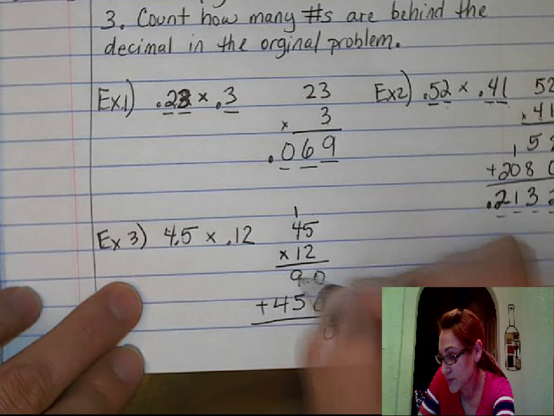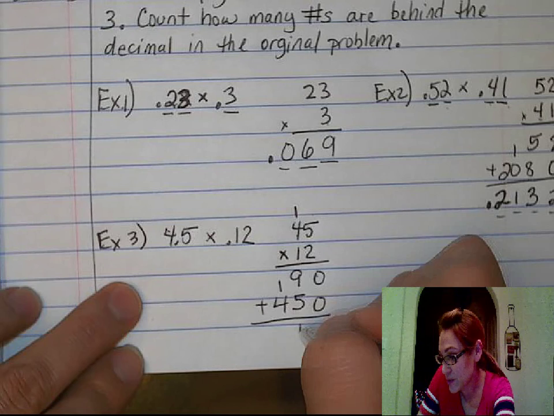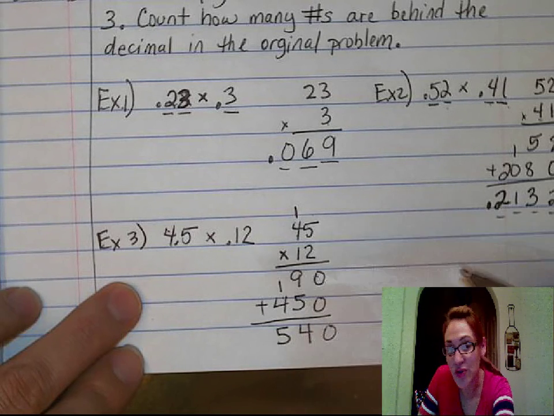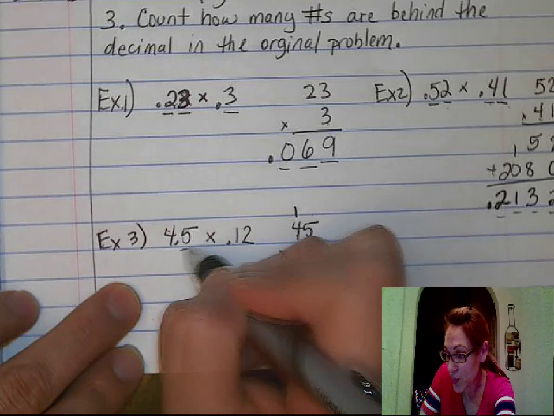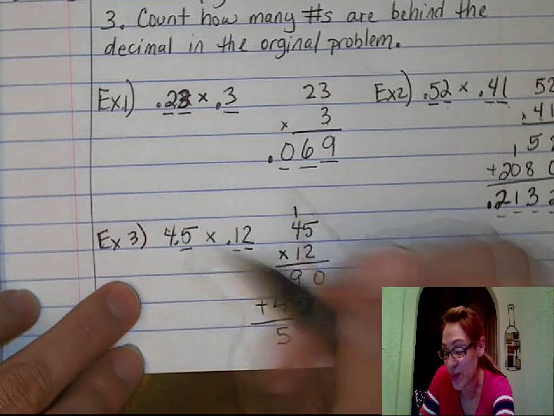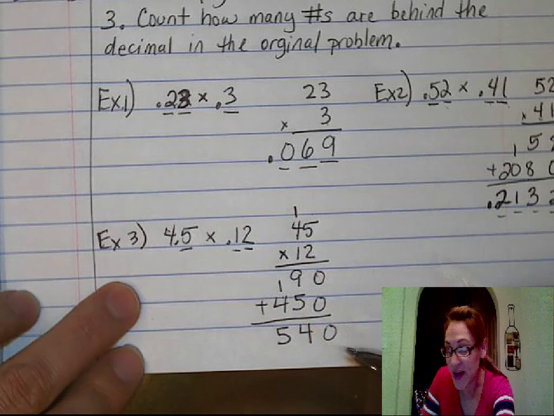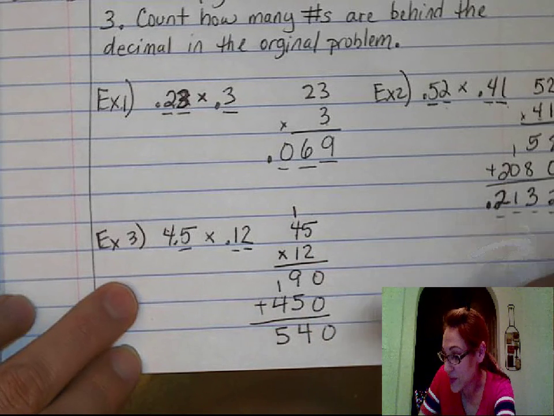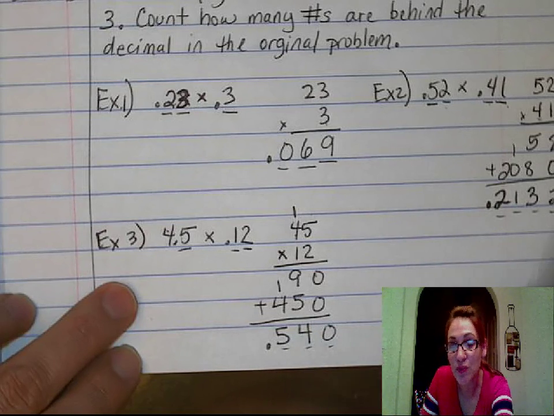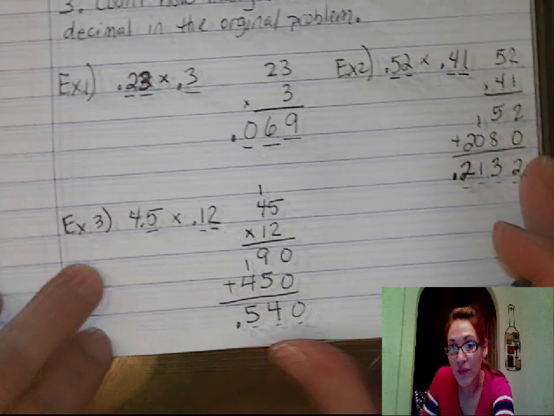So you add that up. It's 14. That's 5. Now we got to go back to our original problem. You had 1 number behind the decimal here, and then 2 numbers behind the decimal. That makes 3 numbers behind the decimal, so my answer has to have 3 numbers behind it. So you place it here. And that's 1, 2, 3. Yep, 3 numbers behind the decimal.